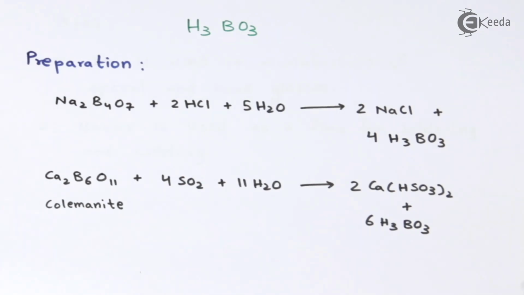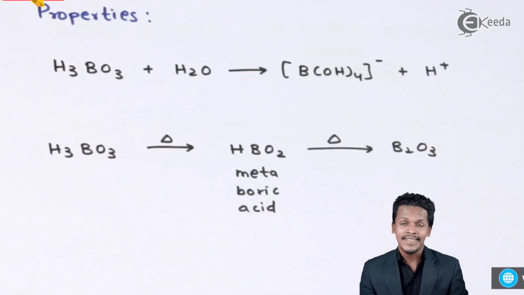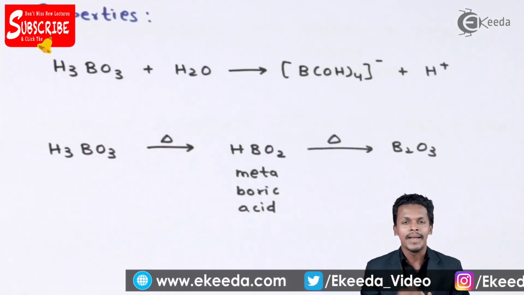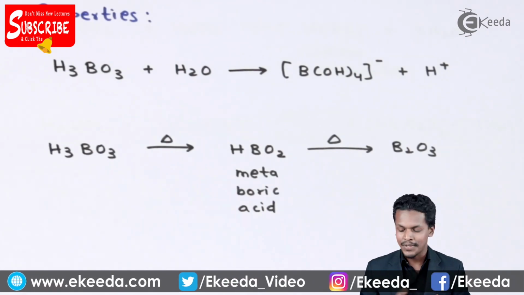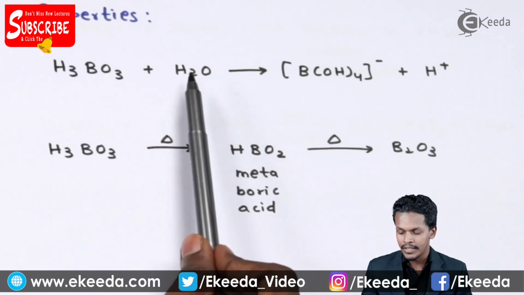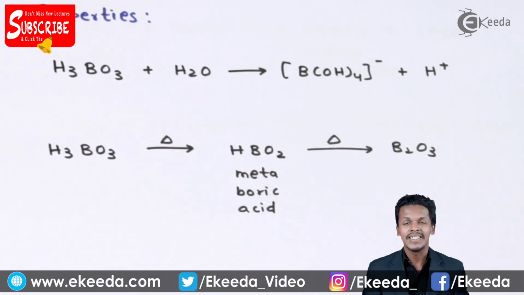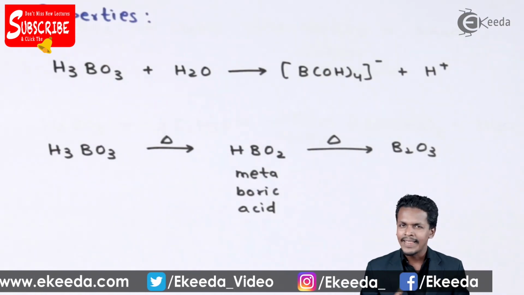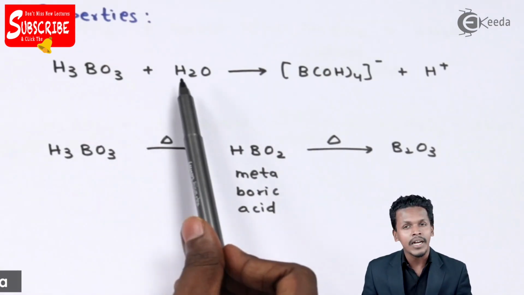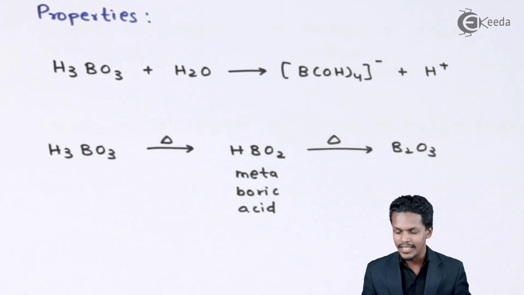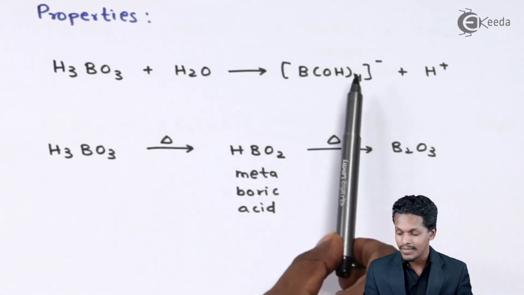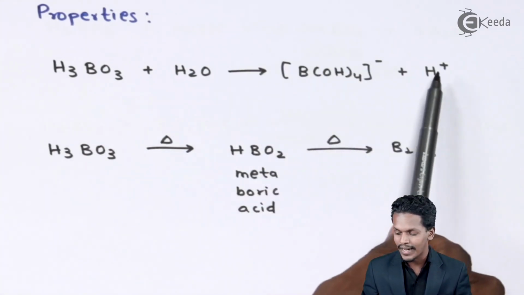So this was related to the preparation, and let us talk about the properties. So now let us understand the different properties that could be exhibited by orthoboric acid. Starting with the first one, whenever orthoboric acid is treated with water, as we know that orthoboric acid is a weak acid and a white powder substance, the product that we form is B(OH)4 minus, which is a complex, along with H plus.